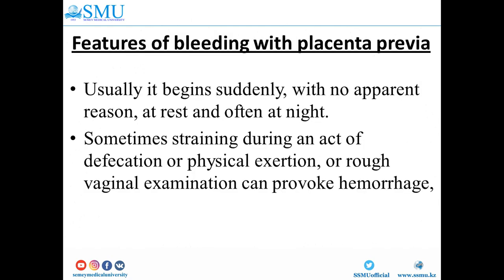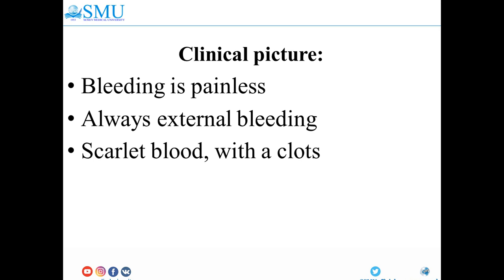Features of bleeding with placenta previa. Usually it begins suddenly with no apparent reason, at rest and often at night. Sometimes straining during an act of defecation or physical exertion or rough vaginal examination can provoke hemorrhage. Clinical picture. Bleeding is painless, always external, and blood has a scarlet color with clots.